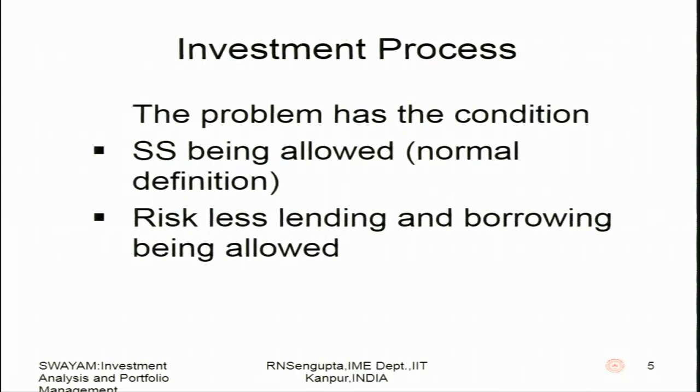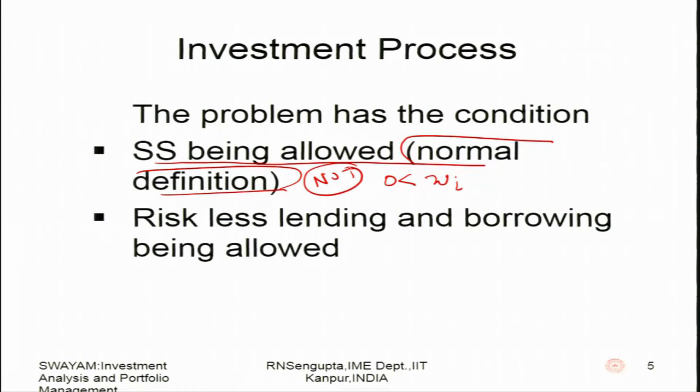The problem has two main conditions, one being short selling allowed, the normal definition which we have mentioned, that means the weights are not bounded between 0 and 1, they are unbounded, because some of the weights can be negative also. But obviously, at the end of the day, we will ensure the sum of the weights is equal to 1.